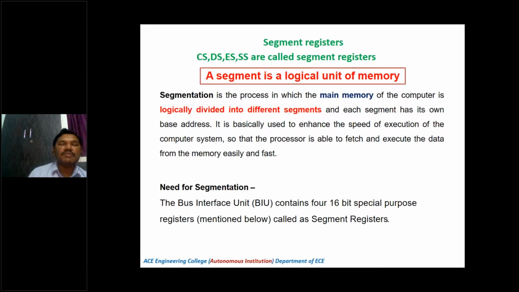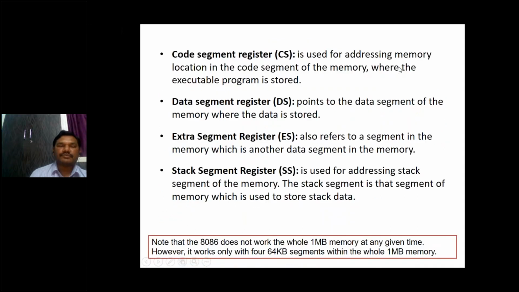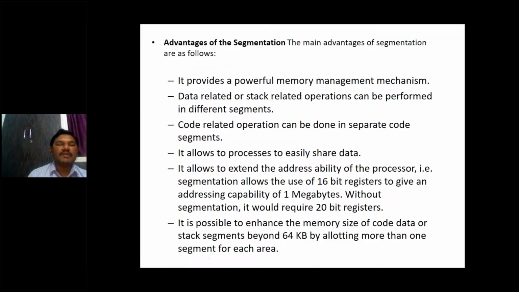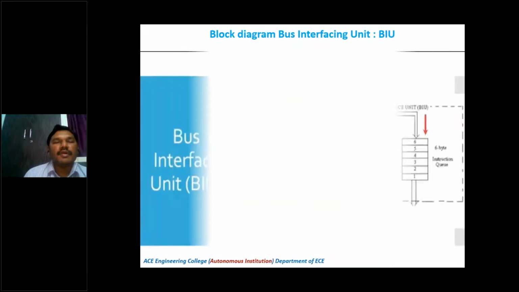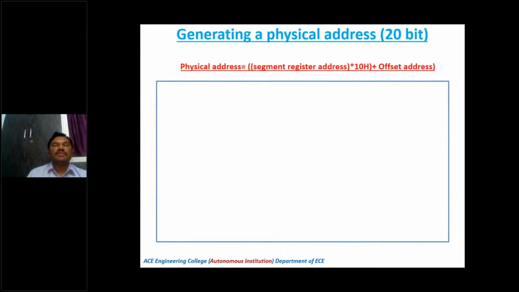What is segmentation? Segmentation is the process in which the main memory of the computer is logically divided into different segments, and each segment has its own base address. A segment is a logical unit of memory. I already explained this concept in the last presentation, so I am skipping it here. How do we generate a 20-bit physical address? Physical address is equal to segment address times 10H plus offset address.